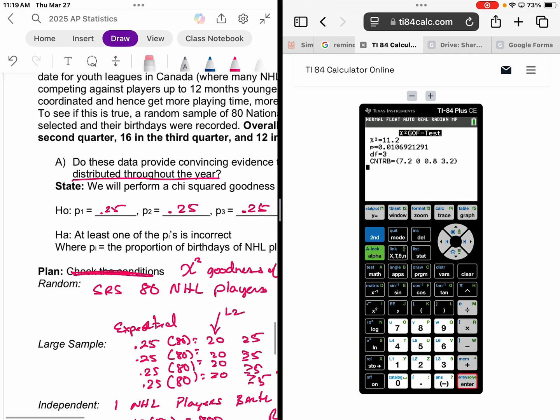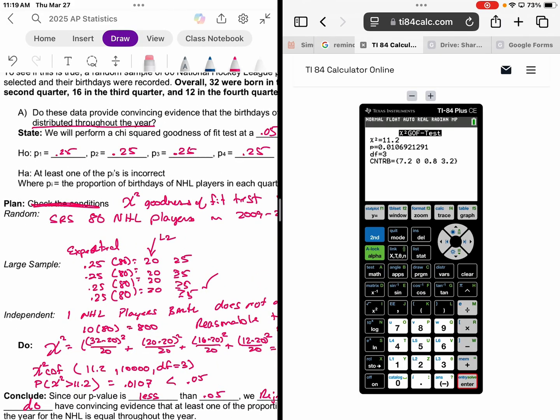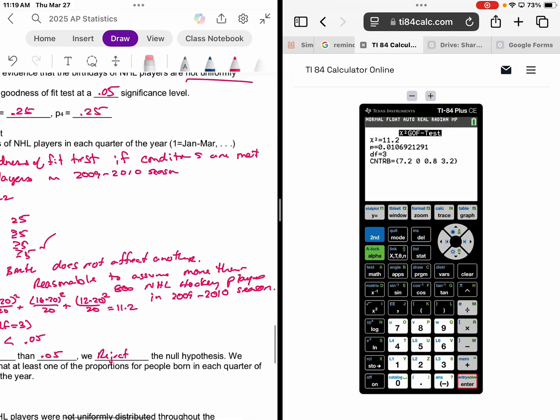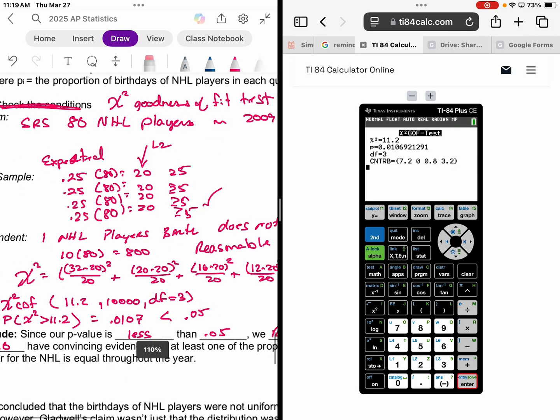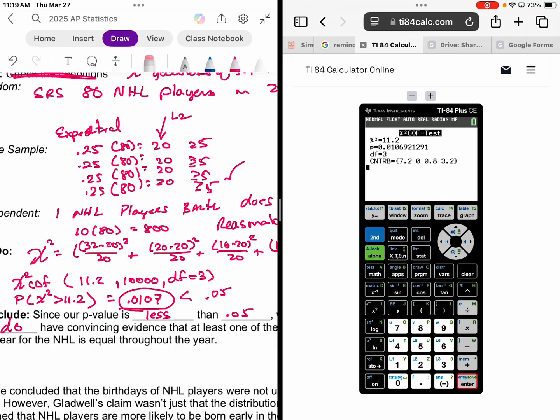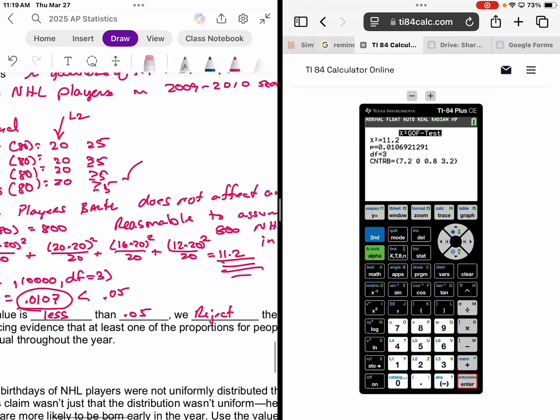And then, again, when we look at our chi-squared, there's our numbers. We got that for our chi-squared statistic. Doing the chi-squared CDF, we did get that p-value. And then notice that bottom row there says CNTB. That's the 7.2, the 0, the 0.8, and the 3.2 that I wrote down. That's where they came from. It shows it right there in that line. Do you know what that abbreviation stands for? Contribution, I think. I thought that came out pretty good.